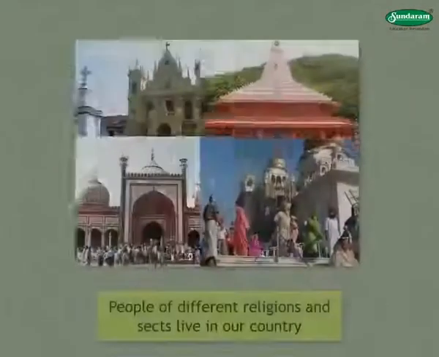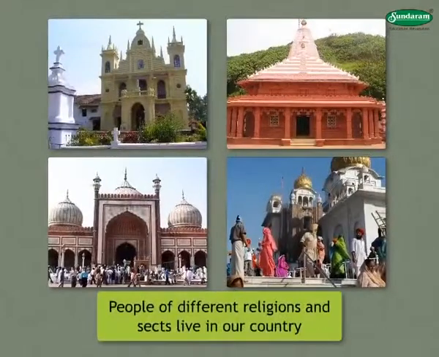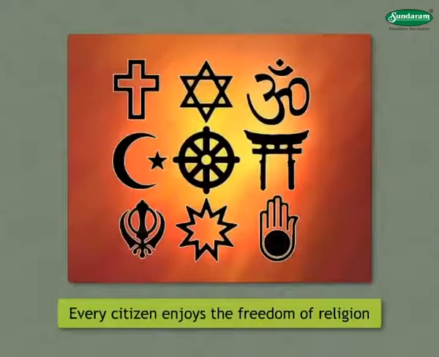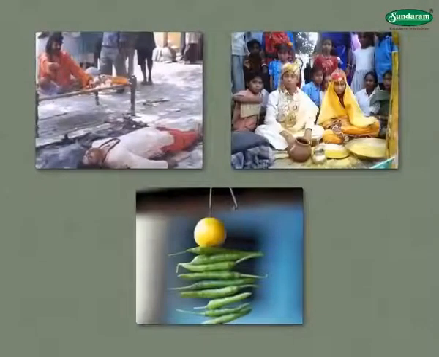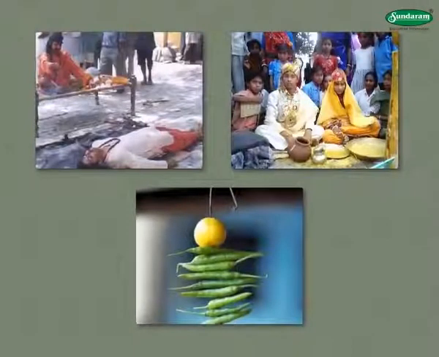4. Right to religion. People of different religions and sects live in our country. The Constitution has given everyone the right to pray and worship according to their religion. Although every citizen enjoys the freedom of religion, the government can forbid inhuman customs, traditions, and superstitions practiced in the name of religion.